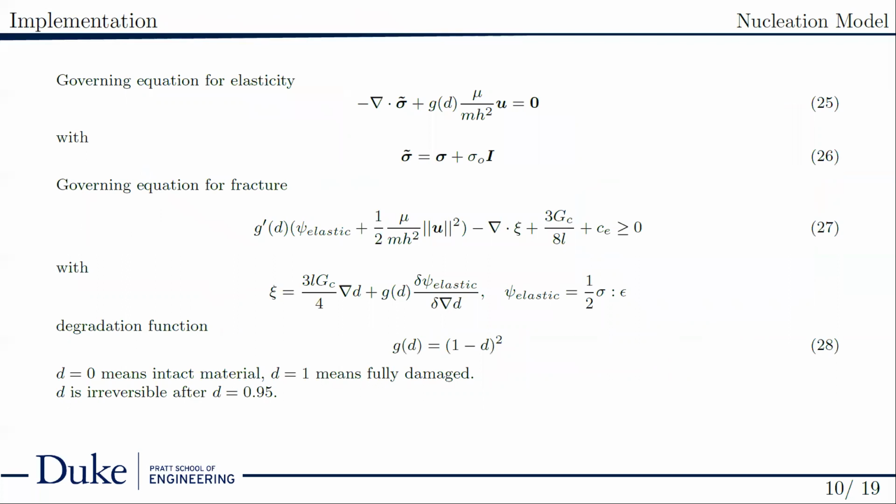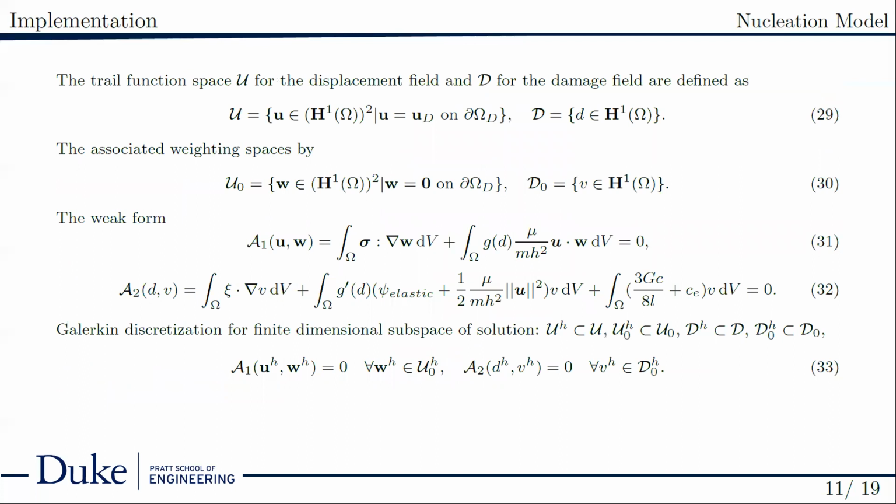Without loss of generality, here are the two governing equations for mechanical and fracture subproblem, respectively. We chose quadratic degradation function, and in our phase field model, d equals 0 means the material is intact, and 1 means the material is fully damaged. D is irreversible only after it reaches 0.95, as required by the nucleation model.